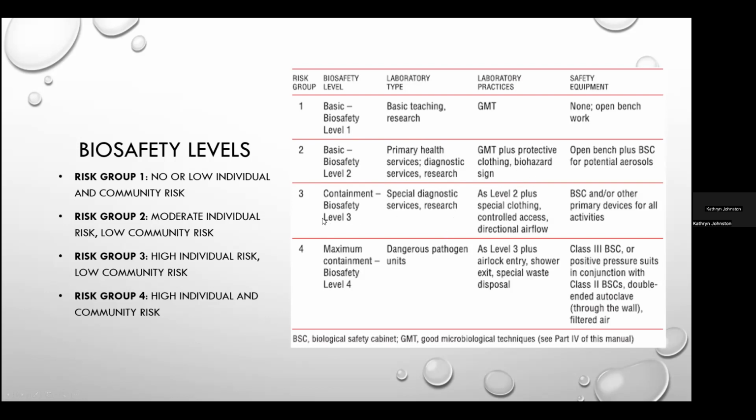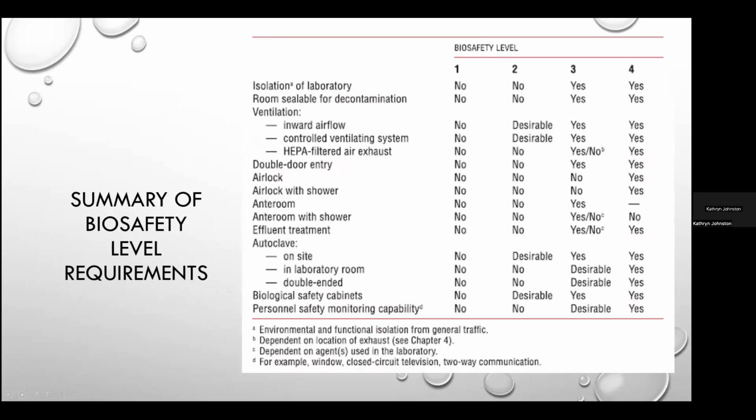And then when you get to level 3, and today I'm not going to discuss level 3 and level 4, I'm going to focus primarily on biosafety level 2. But when you get to level 3, there is a need for special clothing, controlled access, directional airflow. So that's how that risk group applies with the biosafety level that's necessary within the laboratory for a safe lab environment.